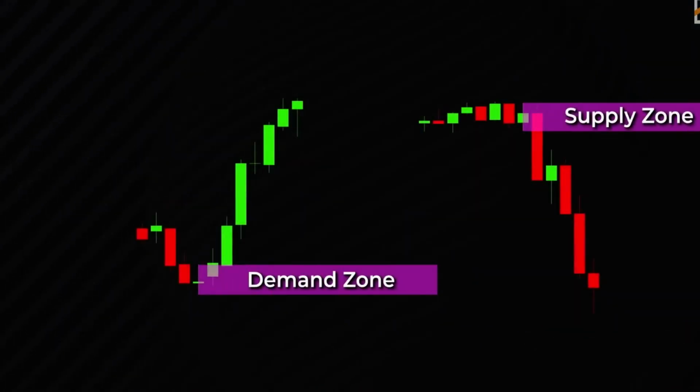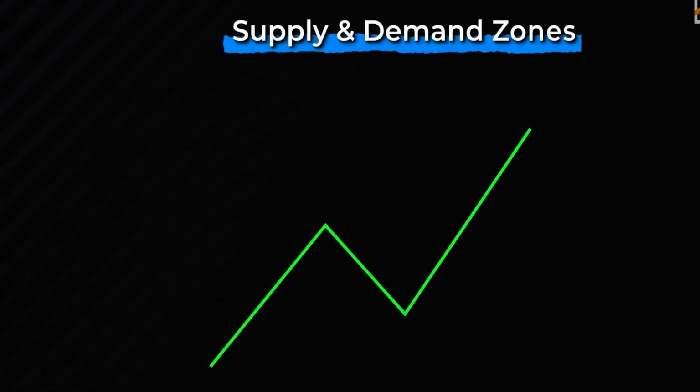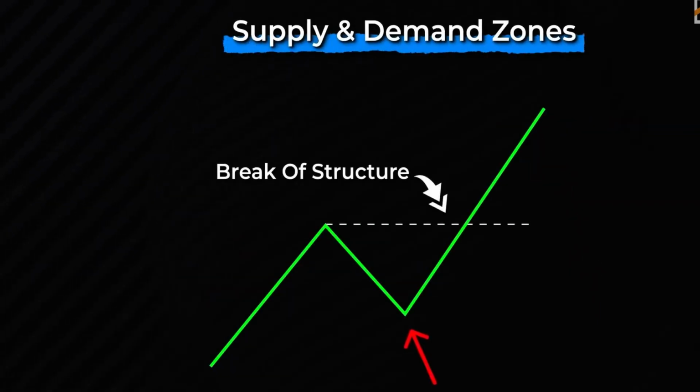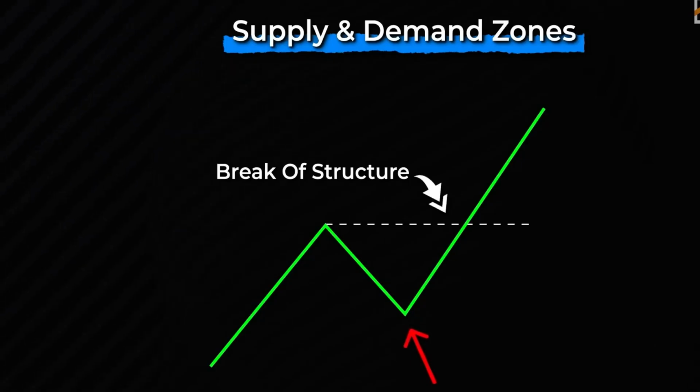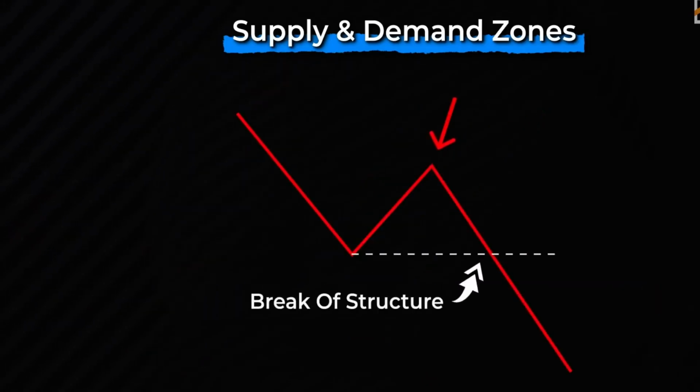These are areas where large buy or sell orders were placed in the market, causing a sharp move in price. The easiest way to find these zones is to first spot a break of structure. Then, look at the starting point before the sharp price move, which led to that break of structure. The area right before the sharp move upwards is called a demand zone. Similarly, in a downtrend, the area right before the sharp drop that led to that break of structure is called a supply zone.